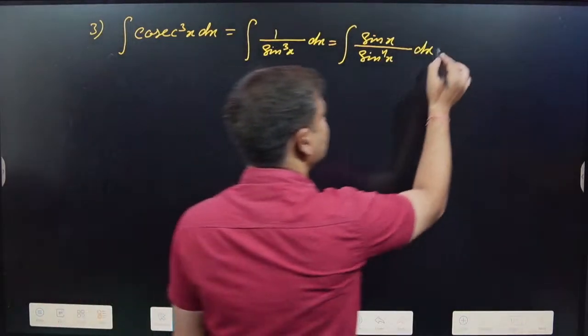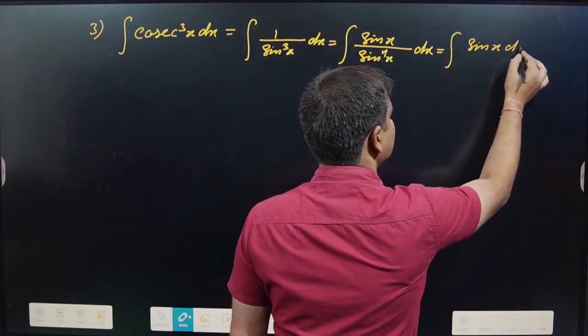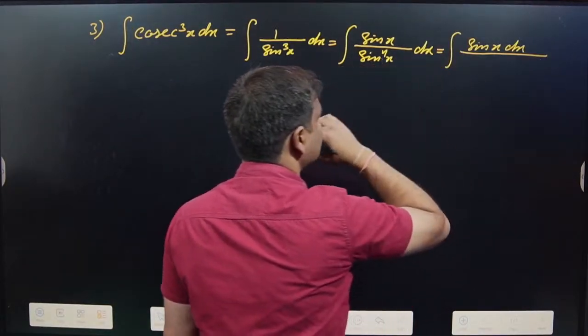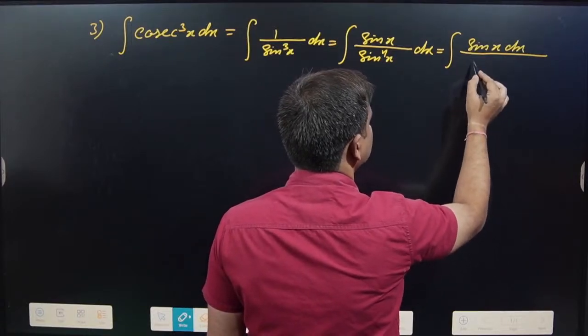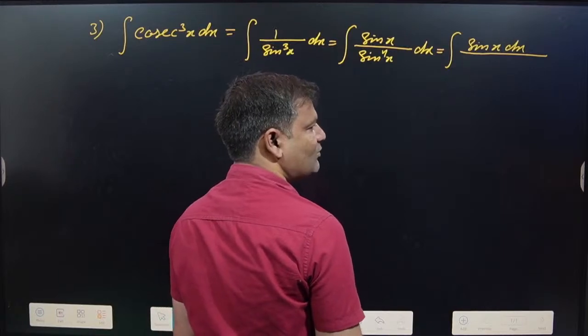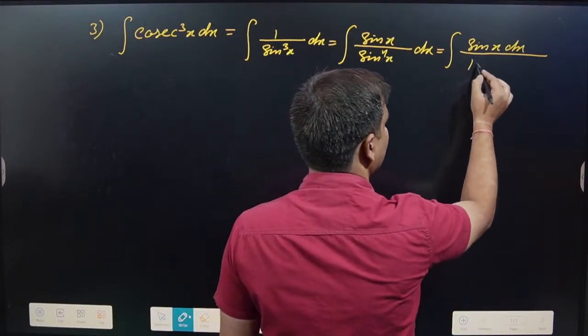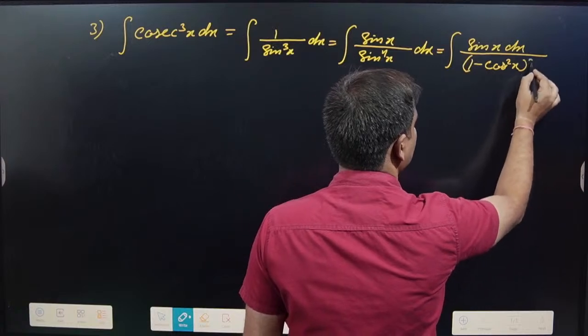another way, this is written as sin x dx divided by sin square into sin square. So you can say that 1 minus cos square, or you can say 1 minus cos square x to the whole square.